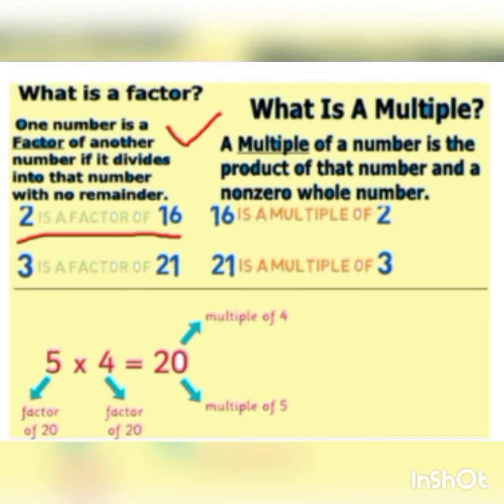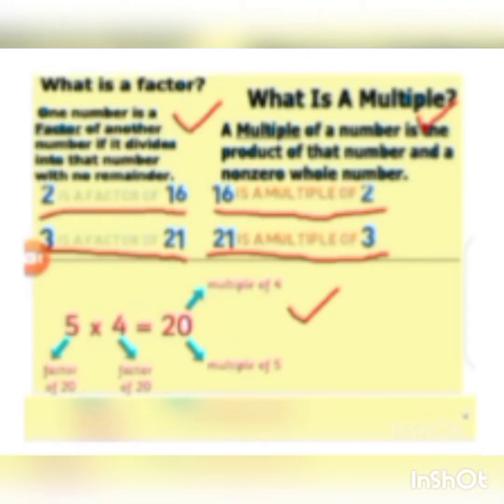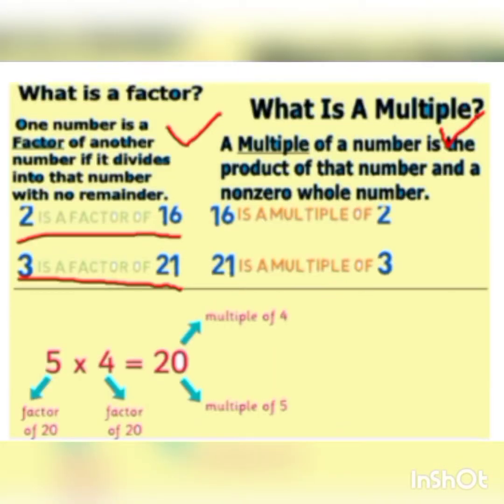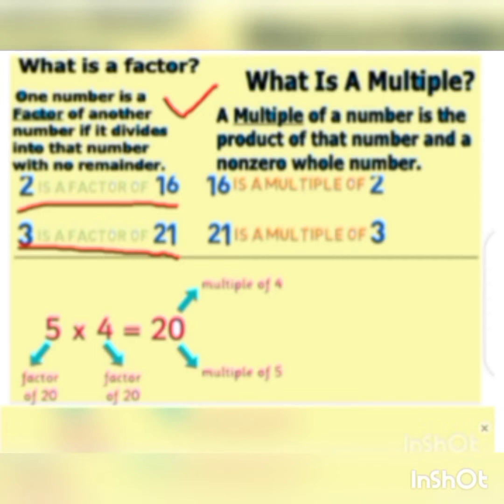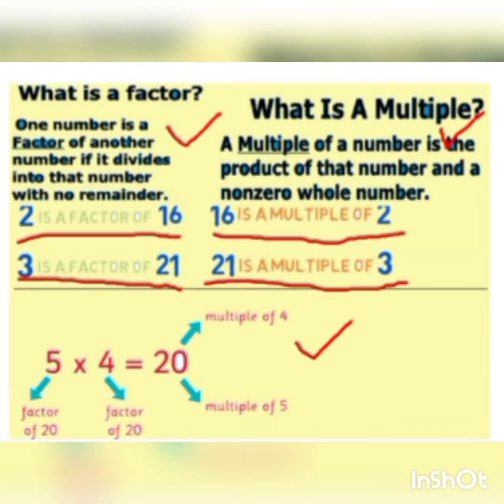So we can say that 2 is a factor of 16. A multiple of a number is a number obtained by multiplying that number by any natural number. Here is the example given: 16 is a multiple of 2 and also 21 is a multiple of 3, as 3 sevens are 21. So let's see a combined example given below: when 5 is multiplied by 4 the answer is 20. As we can see here, the numbers 5 and 4 are the factors of 20 and 20 is a multiple of 5 and 4. This was all about factors and multiples.